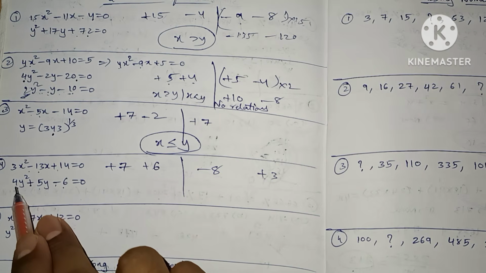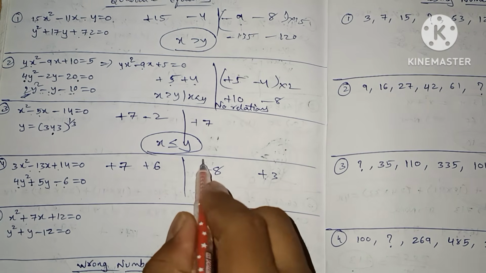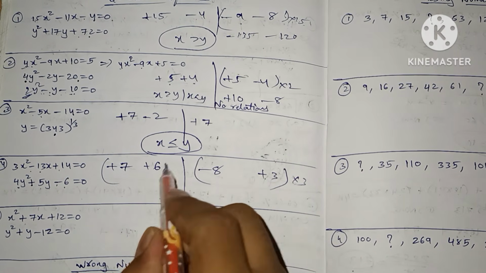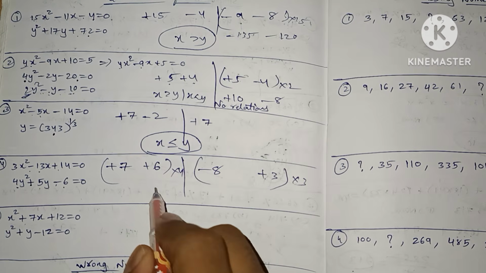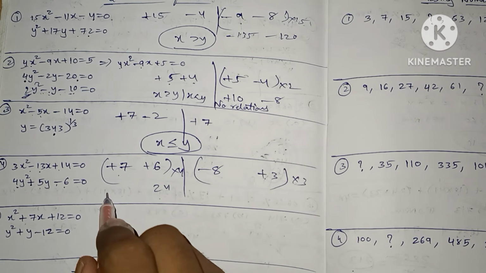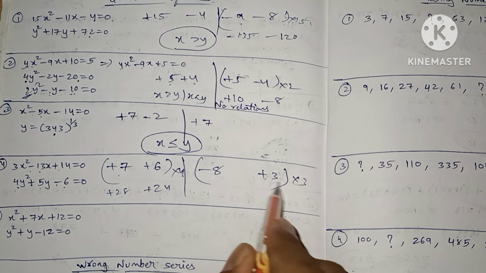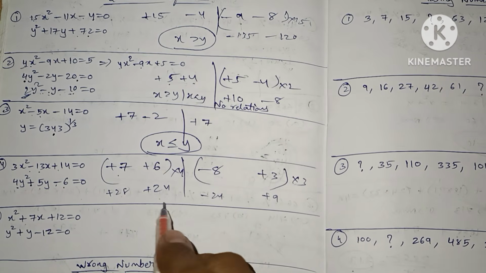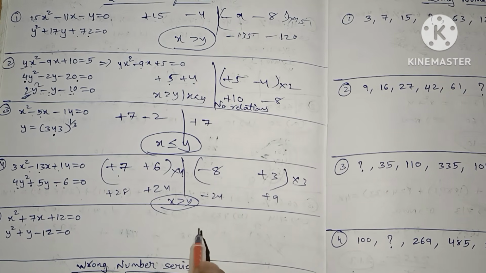Here the bases are not equal, so we are multiplying this with 3 and this with 4. 6 4 times 24, 4 7 times plus 28. Here this will be 9 times and 8 3 times minus 24. Now by comparing these two, it is clear that x is greater than y.